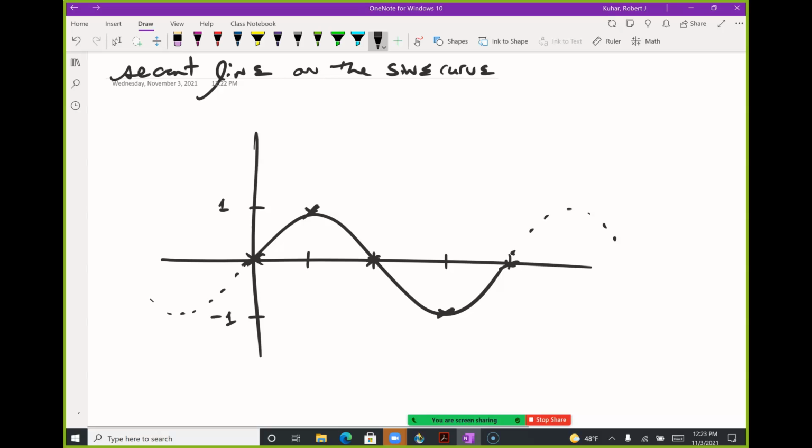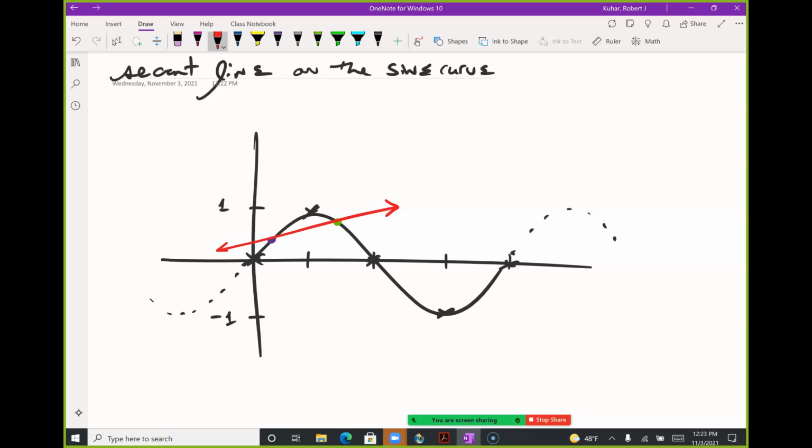But I'm interested in a secant line, right? I'm interested in some point here and some point here, and then the line that connects the two, right? So I am going to ask you to give me a graph of a secant line on a sine curve or a cosine curve, and calculate the equation of that line.